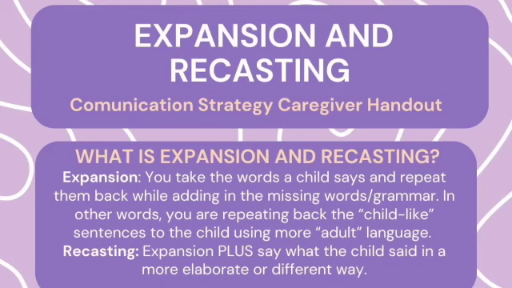Let's start at the top here with what is expansion and recasting. Expansion is when you take the words a child says and repeat them back while adding in the missing words or grammar. In other words, you're repeating back the childlike sentences to the child using more adult language. For example, if a child said juice, you could say, "You want more juice."